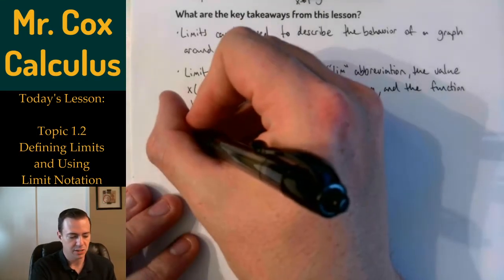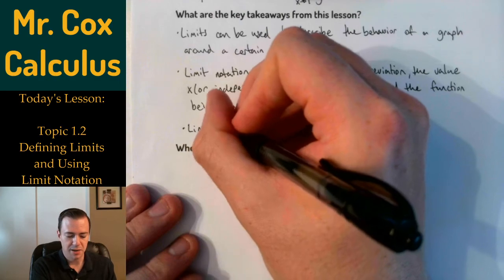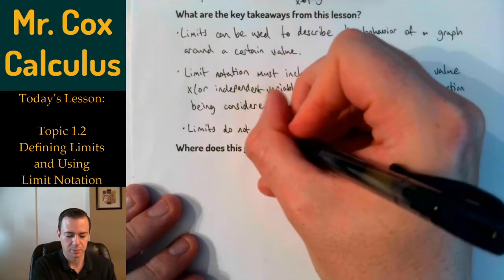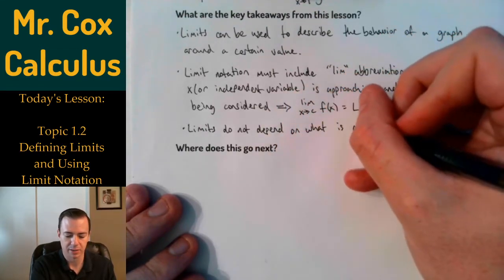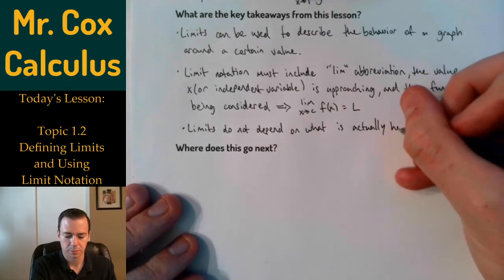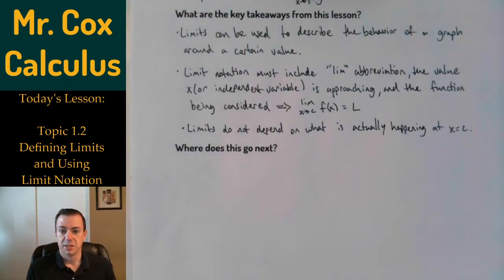And the last thing that we saw today, and it's going to be a really important takeaway as well, is that limits do not depend on what is actually happening at x equals c. It may be a weird piecewise function like we saw earlier in this lesson. We're looking at what is happening as x is getting really close to c. And when we talk about limits, we really don't have any interest at what is actually happening at the value c, just what's happened as we're approaching that value c.